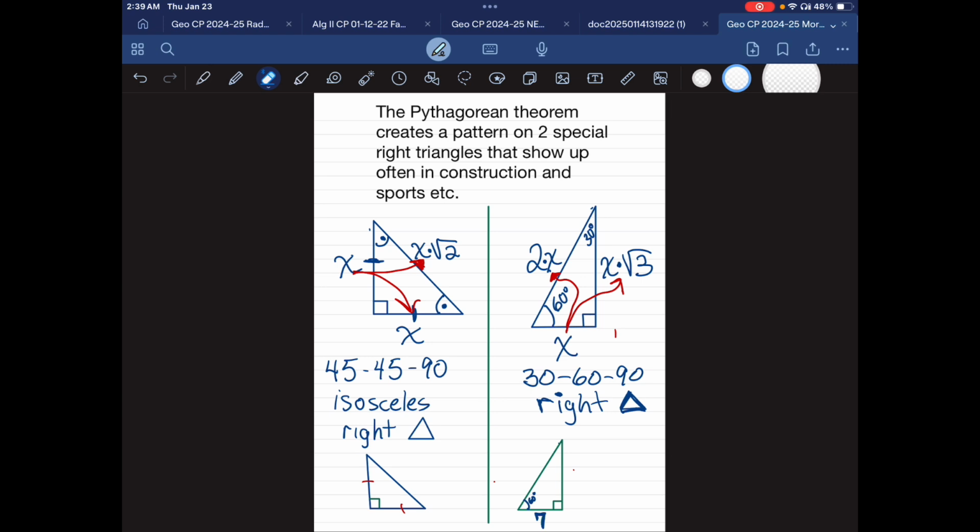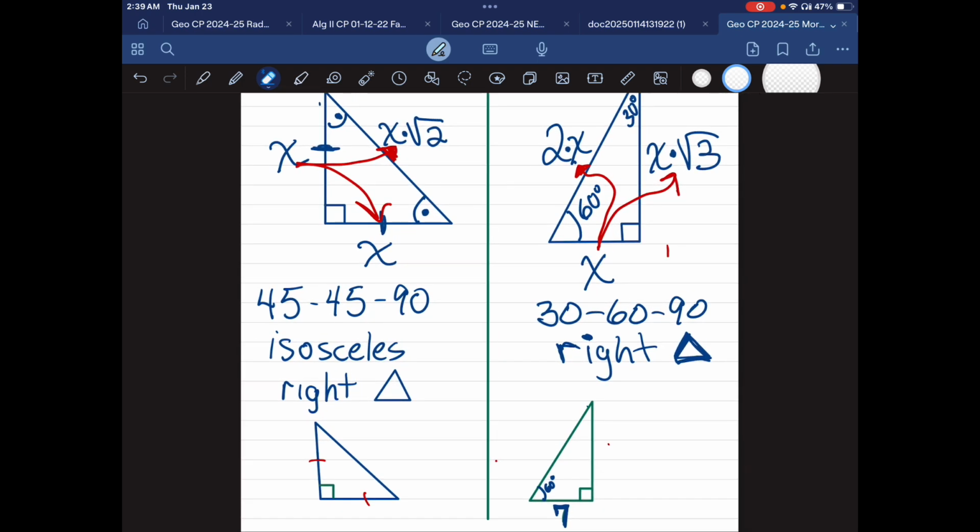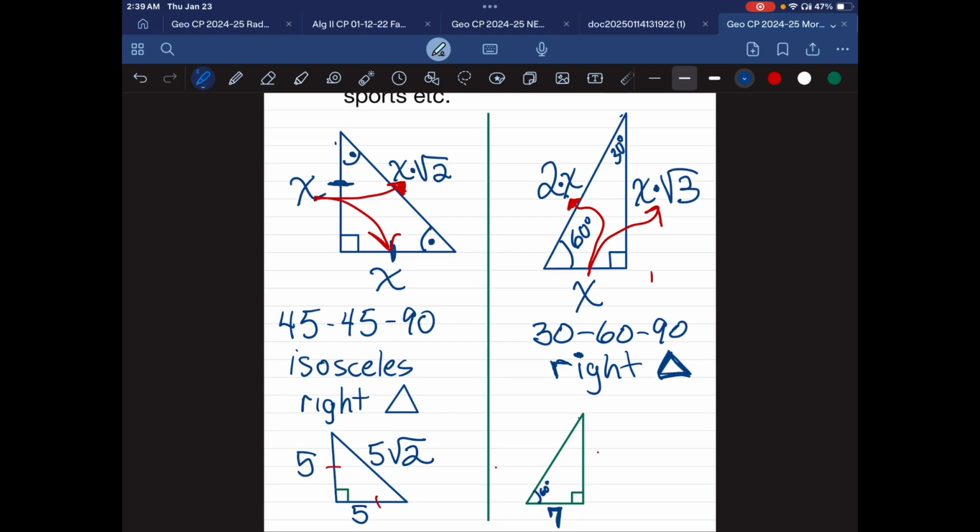45, 45, 90 triangles are isosceles, so the two legs are the same. And by virtue of the Pythagorean theorem, every time you work one of these, the same pattern arises. So if this is a 5, this is a 5, and therefore this is 5 times the square root of 2, just like the pattern you see up above.